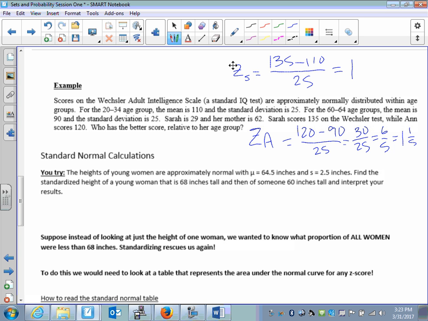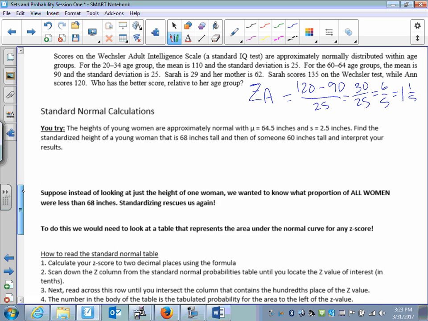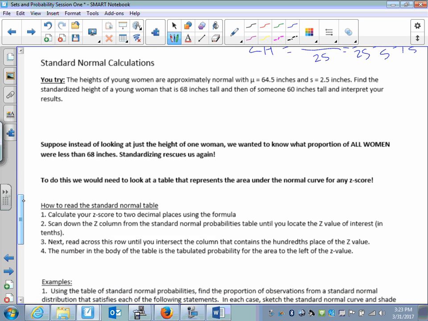Now you try. You might want to pause the video here. Okay, it's nice that you're back. Let's do these. The heights of young women are approximately normal, with 64.5 inches for the mean and 2.5 inches for the standard deviation. Find the standardized height of a young woman that is 68 inches tall and then someone 60 inches tall, and interpret your results. Okay, the z-score for 68 is going to be 68 minus 64.5 divided by 2.5.